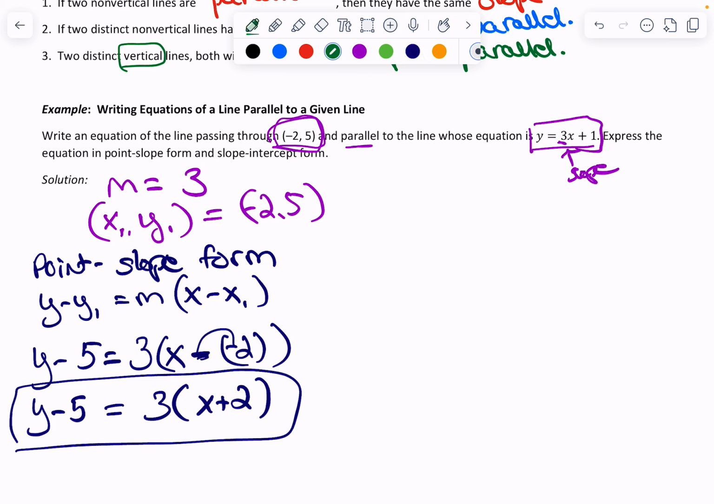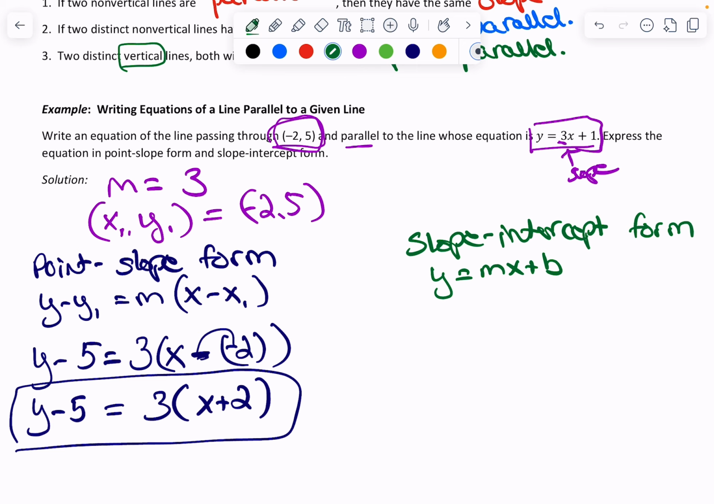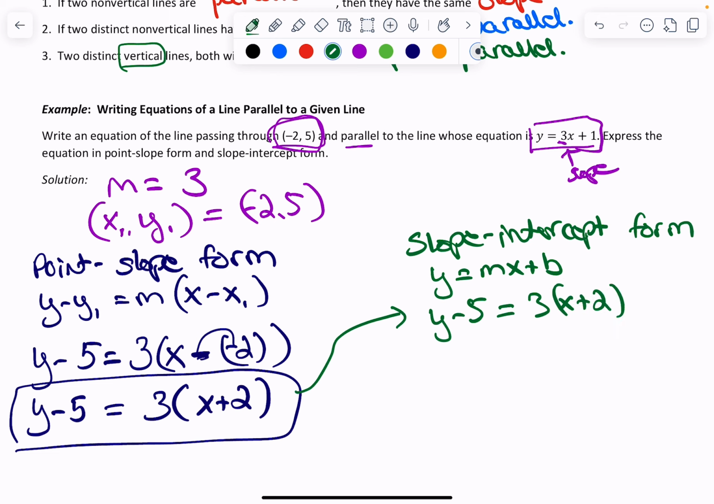Now we're going to do the slope-intercept form, which is y = mx + b. So what we need to do is take the point-slope form here, and first we need to distribute the 3. So y minus 5 equals 3x plus 6.